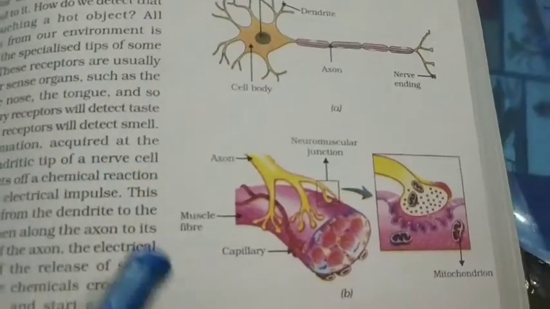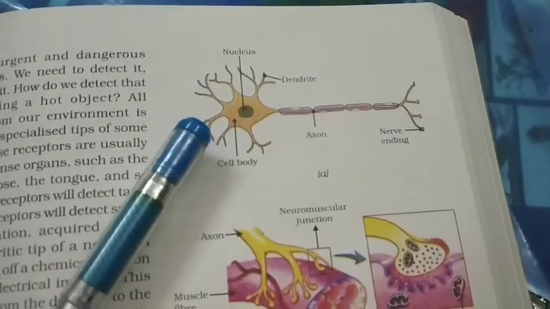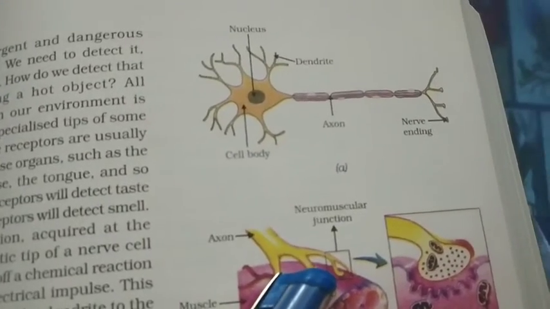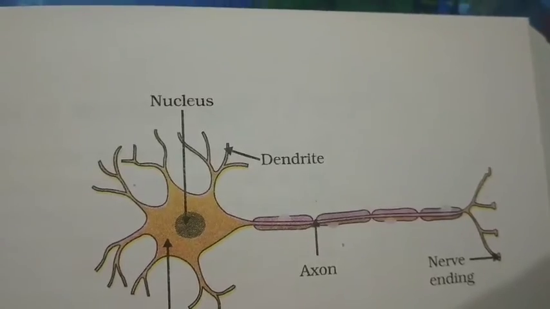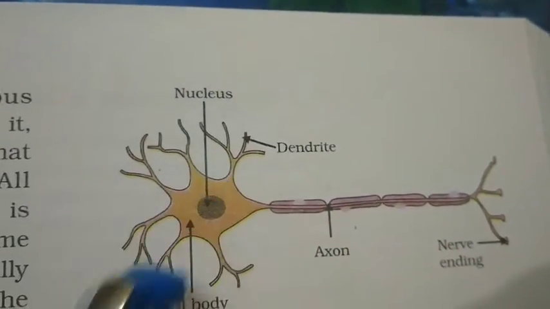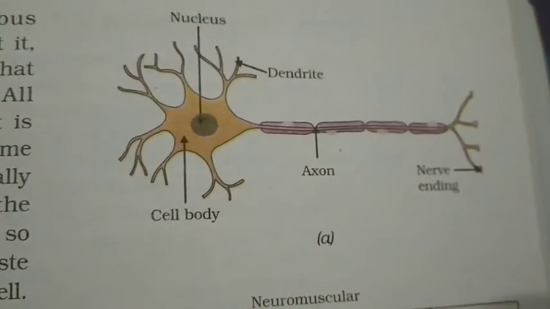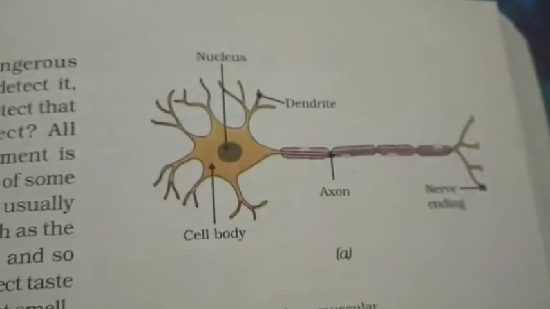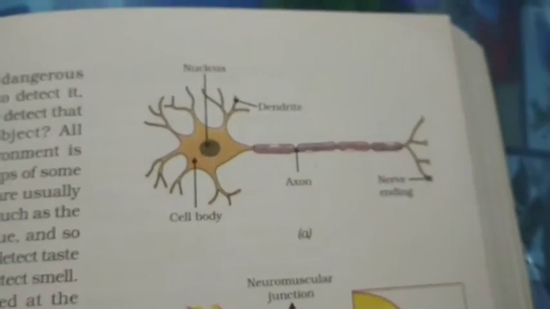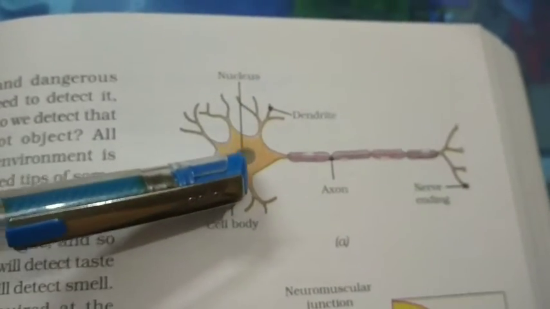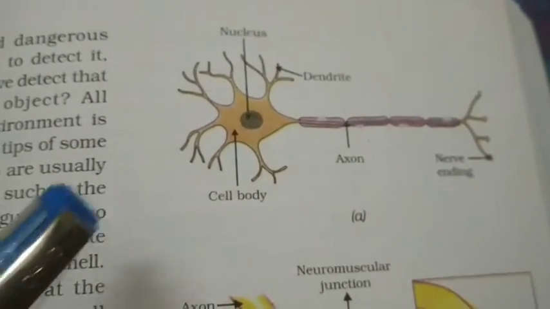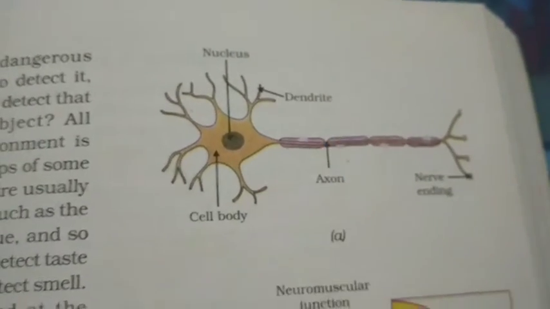Okay, so friends, this one is the diagram of neuron. Let's read about the function of neuron. The information from receptors is acquired at the end of dendrite tip. This one is a dendrite tip. So information from receptors is acquired at the end of the dendritic tip of nerve cell as a chemical reaction that creates an electric impulse in it. This impulse travels from a dendrite to the cell body. Then it enters the cell body and then to the end of axon. Which one is axon? This. To the end of axon.